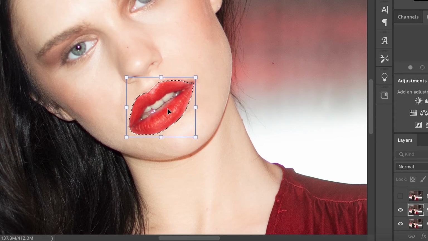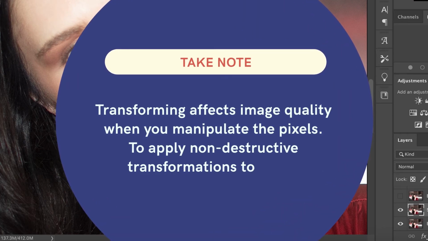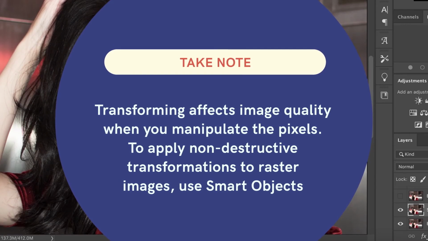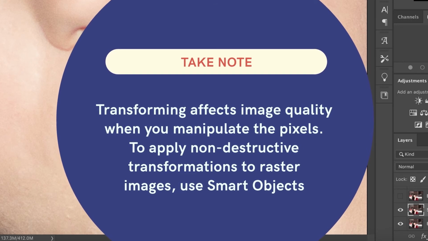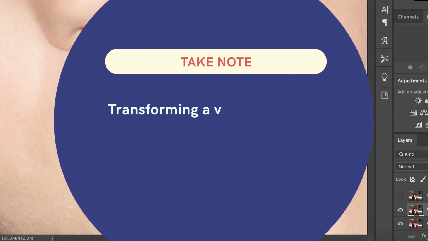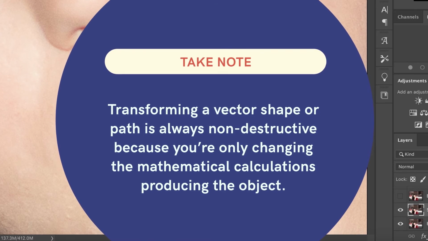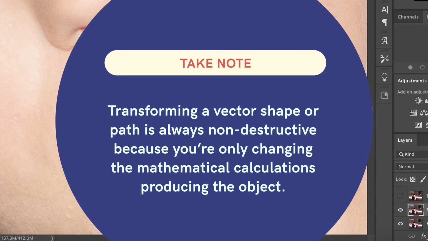Take note, when transforming objects, it affects the image quality and will manipulate the pixels. To apply non-destructive transformations when you are enlarging an image, use the Smart Objects. Transforming a vector shape or path is always non-destructive because you're only changing the mathematical calculation producing the object.